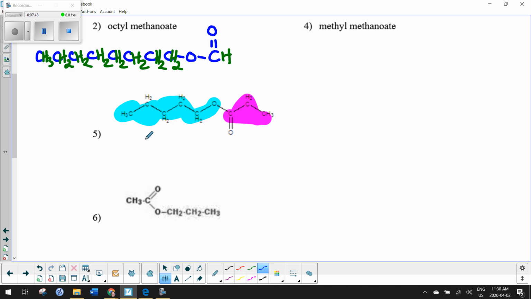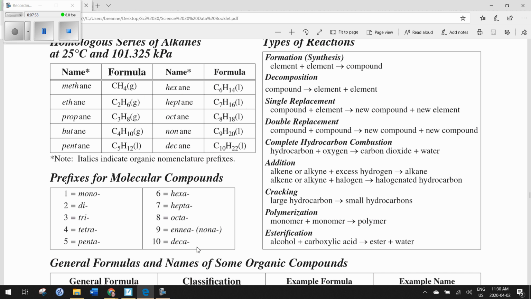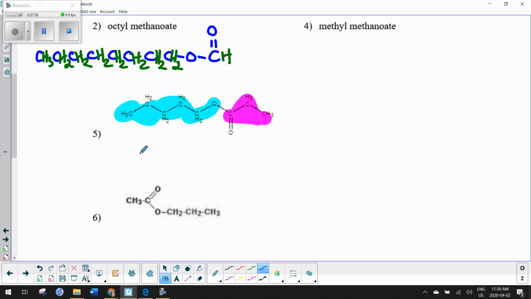Okay, so I need to name the alcohol portion first. So I'm going to use a blue pen to represent this. So all I do is count my carbons. 1, 2, 3, 4, 5. 5 in our organic chem table is pent. Okay, so you're going to put pent to represent this part. Now it acts as a side branch, so you just put YL, pentyl.